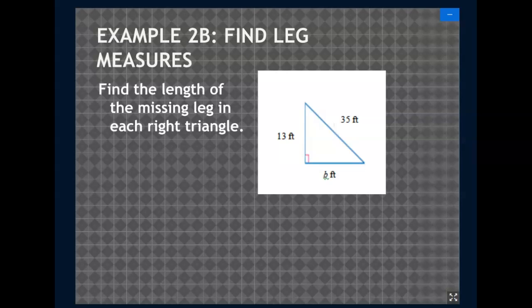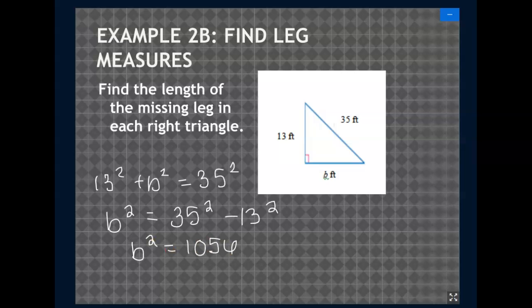Let's look at another one. So this time you have B missing down below. So I have 13 squared plus B squared equals 35 squared. So you get B squared equals 35 squared minus 13 squared, which is 1,056. And square root those sides, and you get 32.496 feet.